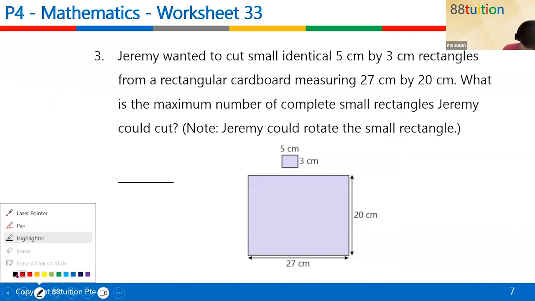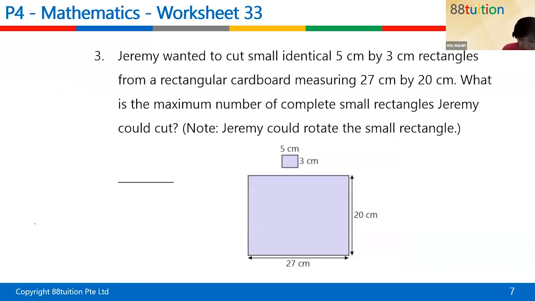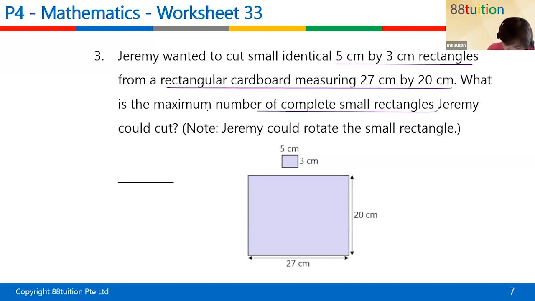This is the question that I want to do slower with every one of you. Now, Jeremy wanted to cut 5 centimeter by 3 centimeter rectangles from a rectangular cardboard of this big one. What is the maximum number of rectangles Jeremy could cut? Now he could rotate the small rectangle. Why is he telling you this? Because this is 5 by 3. Do you realize that this is divisible by 5 and this is divisible by 3?